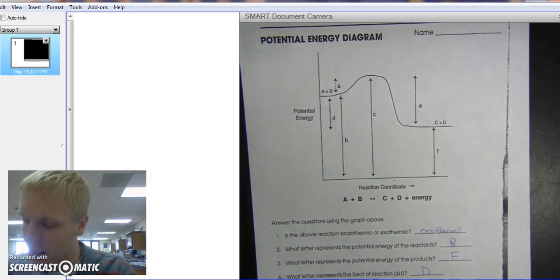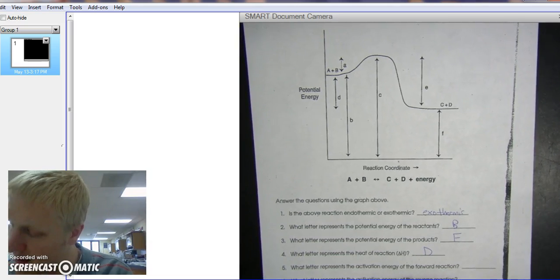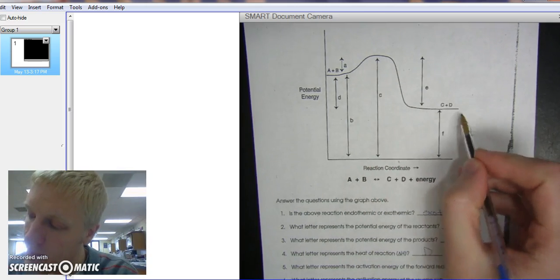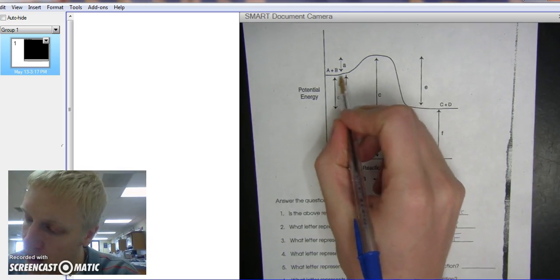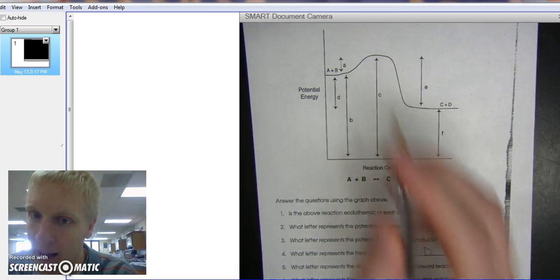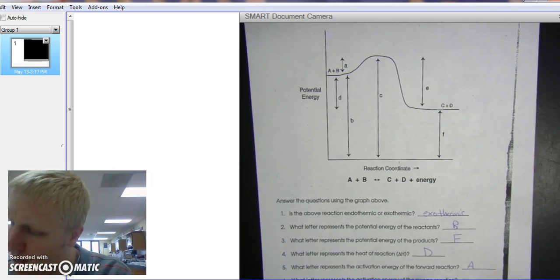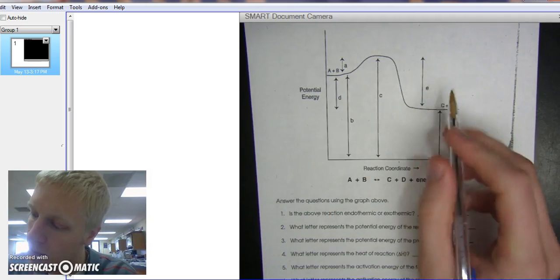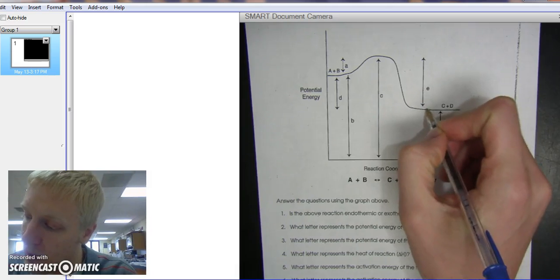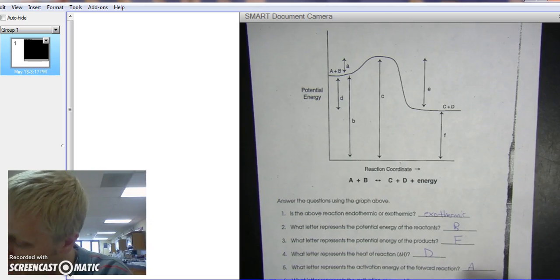Next one, number 5, what letter represents the activation energy of the forward reaction? Right, the activation energy of the forward reaction is going this way. We're starting here and we need to input this much energy, so that would be A. How about the reverse reaction? That's going this way. So we need to input all of this. It's going to be E, product potential energy, and then here's the activation energy required, E.